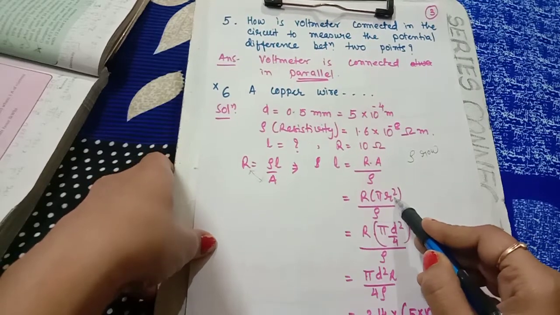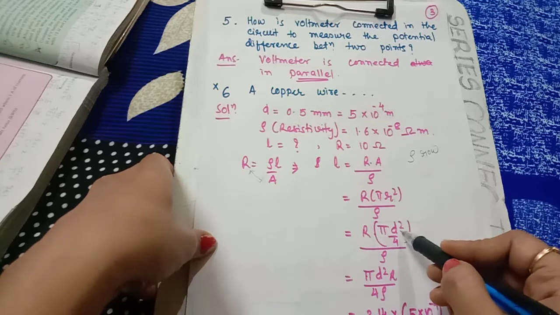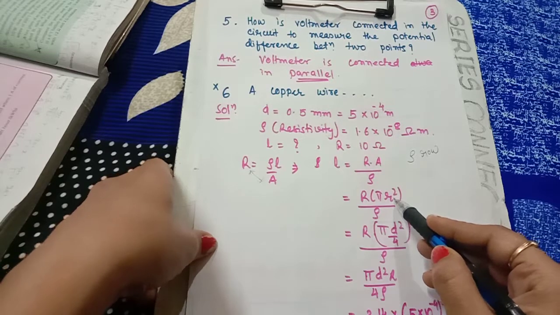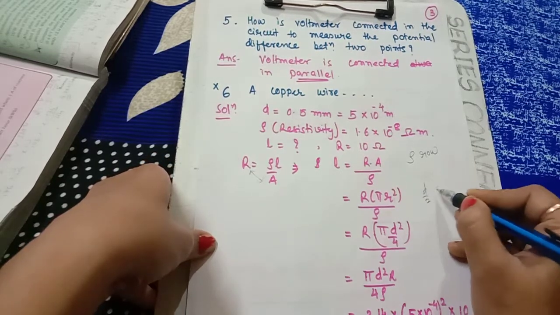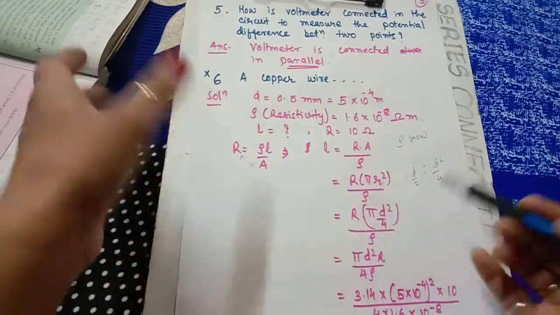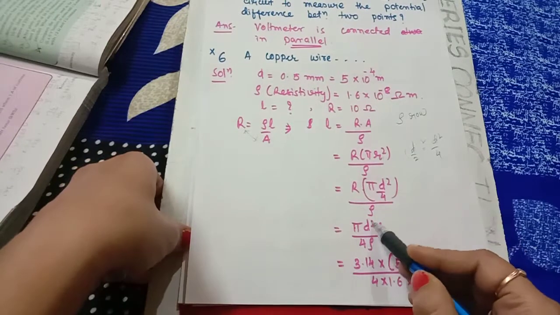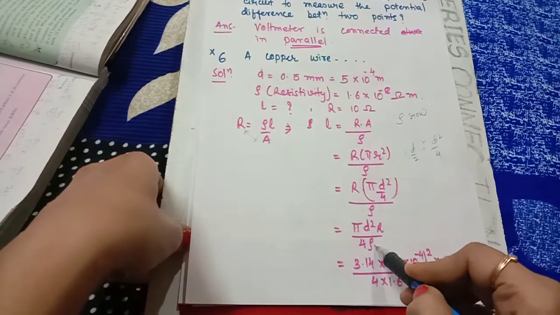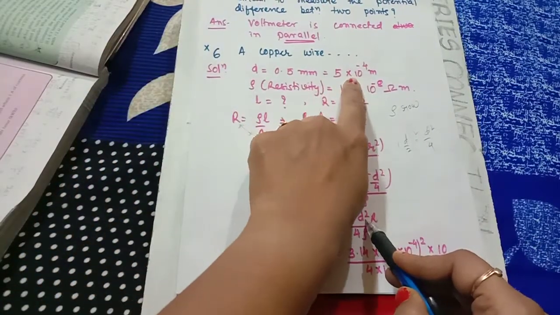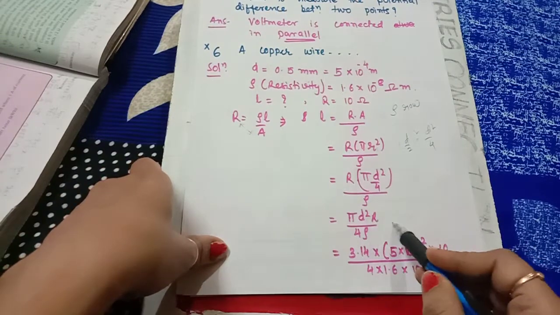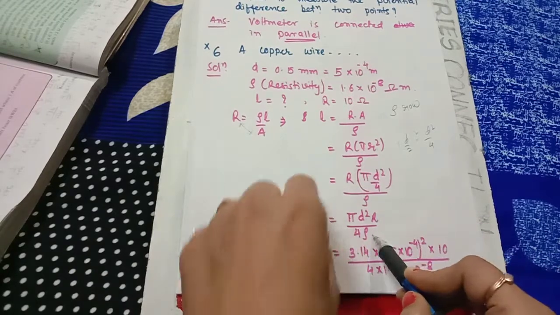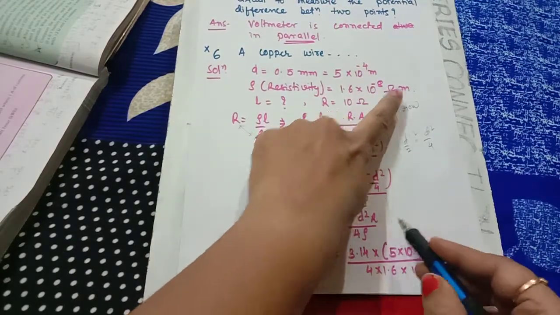I know that r is equal to D by 2, half of the diameter. If I square it, it becomes D square by 4. So setting everything, L is equal to pi D square R by 4 rho. I have all values. Pi is 3.14 into D, which is 5 into 10 raised to minus 4, whole square, into R, 10 ohm, by 4 into rho. Rho is given as 1.6 into 10 raised to minus 8.